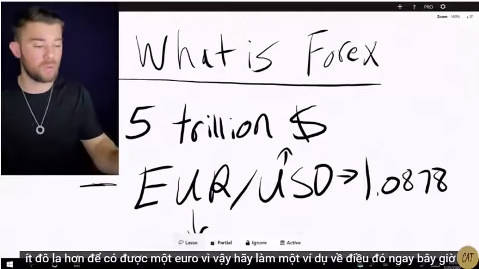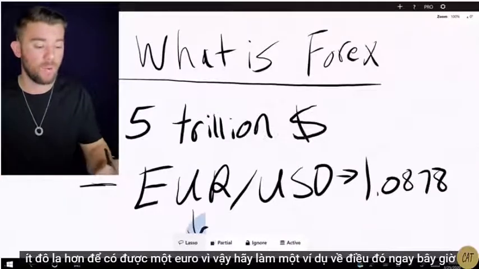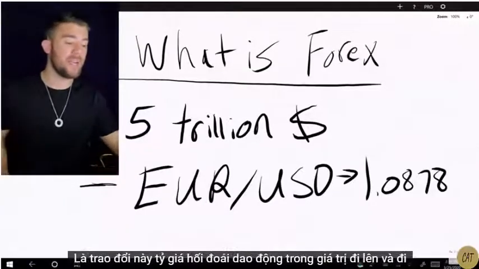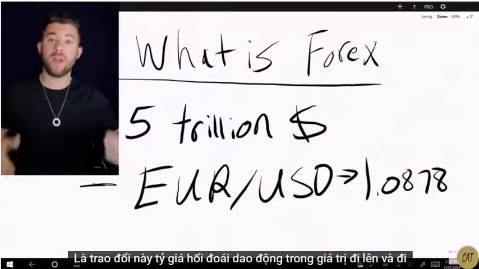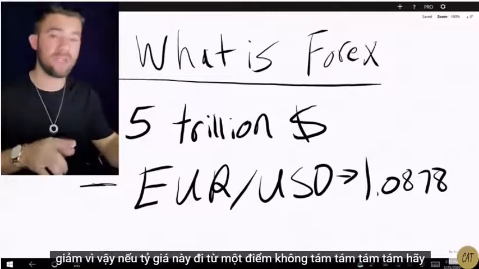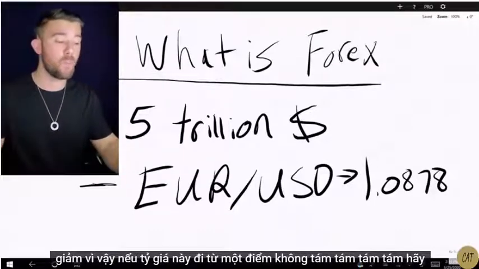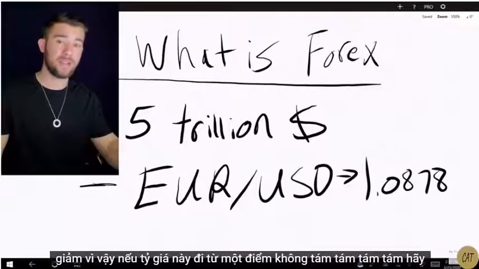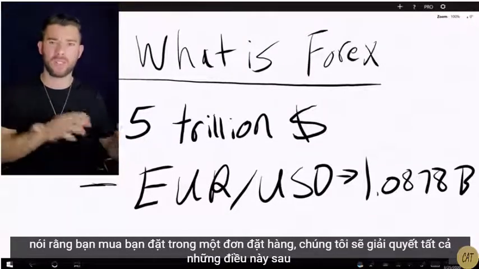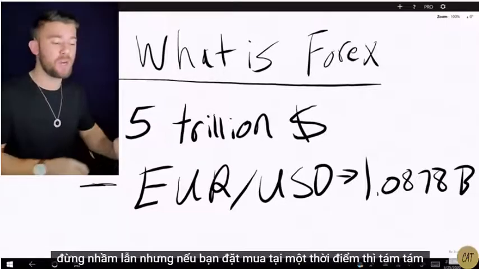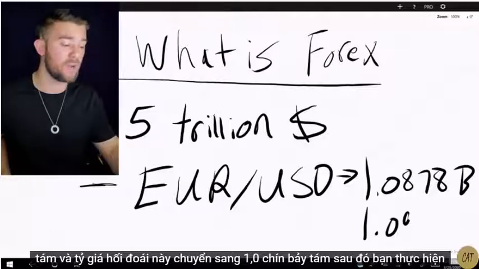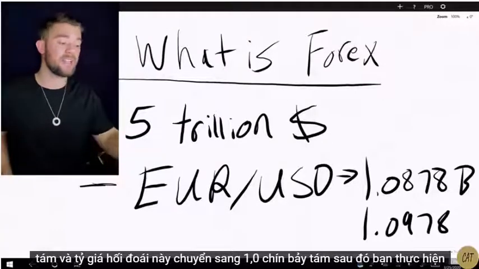So let's do an example of that right now. What you're actually making money on in the Forex market and what you're trading based on is this exchange rate fluctuating in value, going up and going down. So if this exchange rate goes from 1.0878, let's say you put in a buy order, we're going to go over all of this later on, so don't get confused yet, but if you put in a buy order at 1.0878 and this exchange rate goes to 1.0978, then you make the difference.